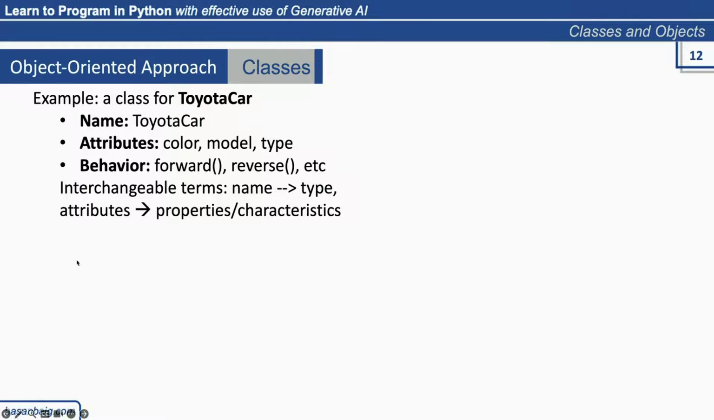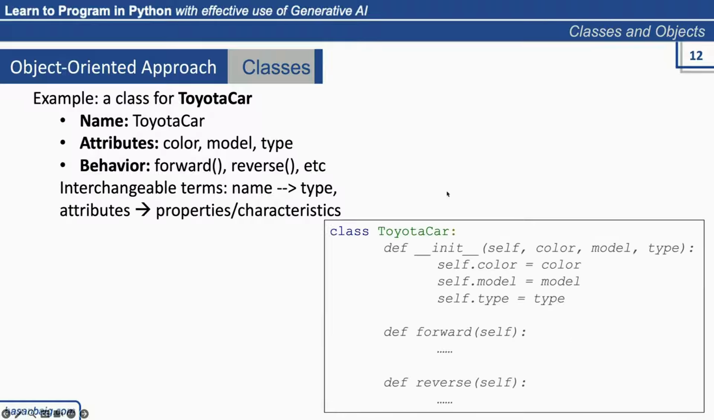Okay. Similarly, attributes is a term which is interchangeably used in other programming languages with properties and characteristics. So in Java you may find a Java developer using the term properties of the class or the characteristics of the class. Attributes are usually associated with Python programming. Anyway, so let's look at the skeleton program for this class.